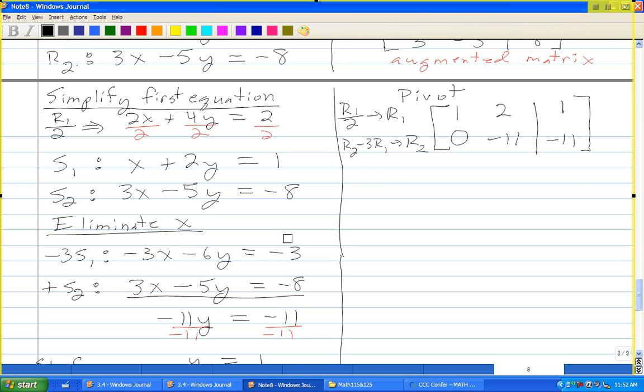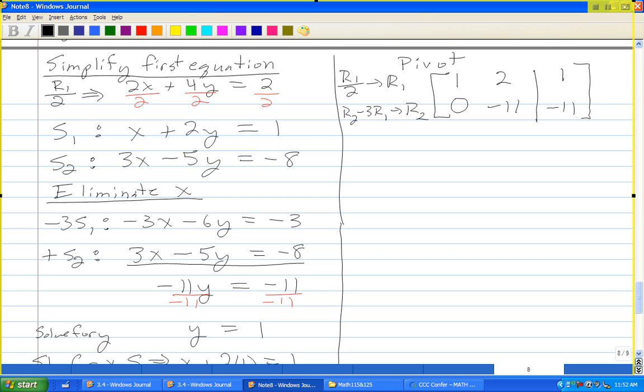And so, I've now put this into what's called row echelon form. In row echelon form, whatever is below this diagonal is 0. And so if you take the diagonal and everything below it is 0, then we say it's in row echelon form. Now, let's perform back substitution.